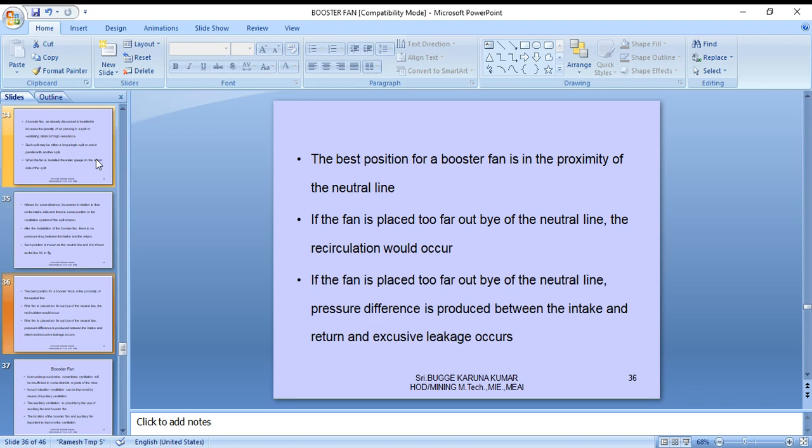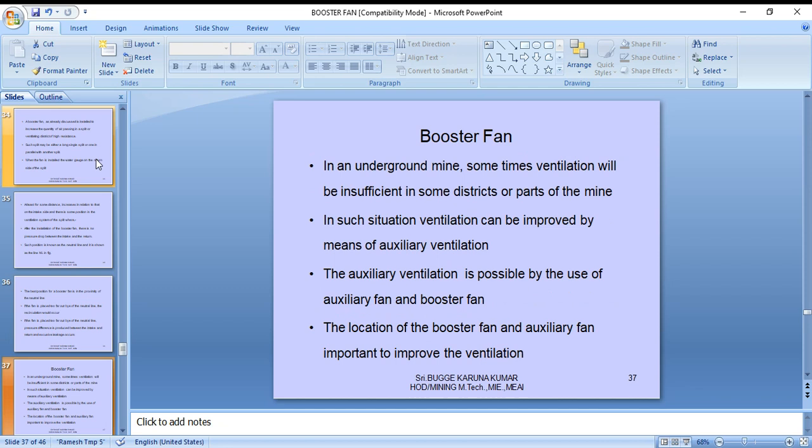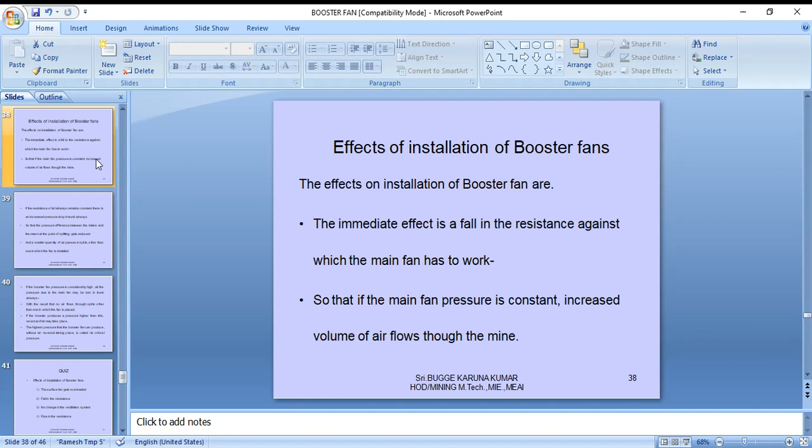The best position for a booster fan is in the proximity of the neutral line. If the fan is placed too far out from the neutral line, recirculation would occur. If the fan is placed too far from the neutral line, a pressure difference is produced between the intake and the return, and excessive leakage occurs. In underground mines, sometimes ventilation will not be sufficient in districts of the mine; such a situation can be improved by the main axial ventilation. So this is the basic idea.